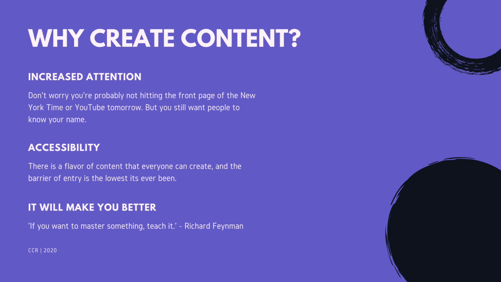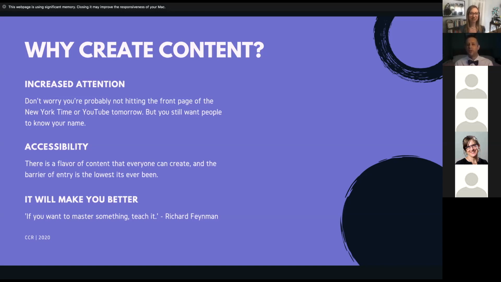And lastly, it will make you better. Just straight up, if you want to master something, teach it. Richard Feynman, I know that Ryan Orsinger is a huge fan of quotes, so there is one for you. I'm sure you already have one for the day, but there's a really great one for you. If you want to get better at this craft of doing data science, of doing web development, of being an engineer, whatever that thing is, teach it, and you'll get substantially better way faster than you think.